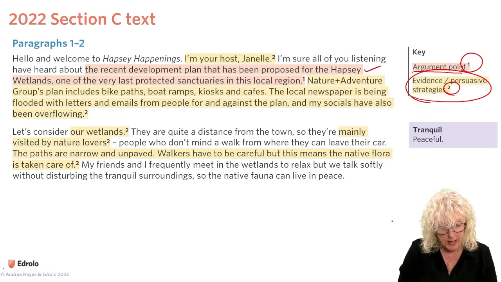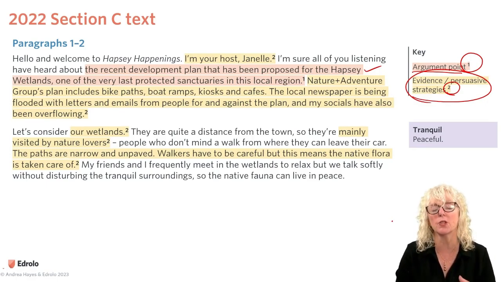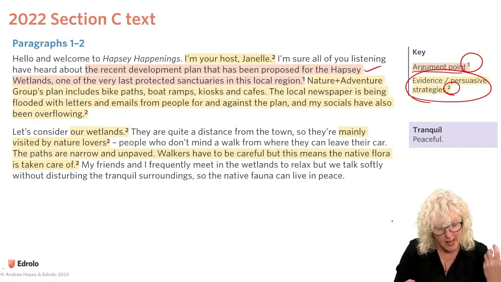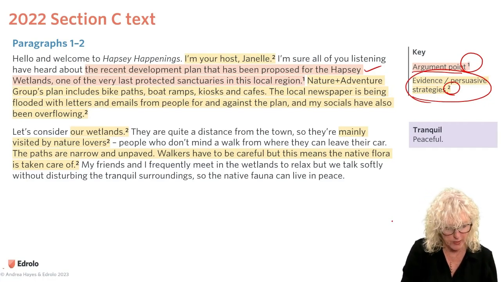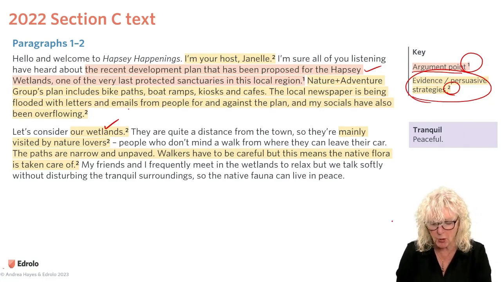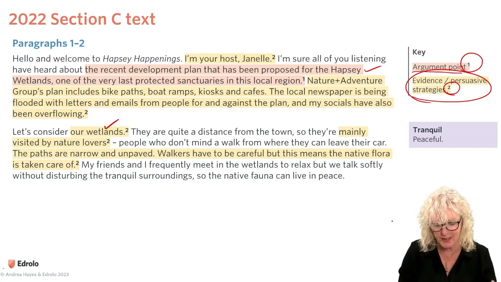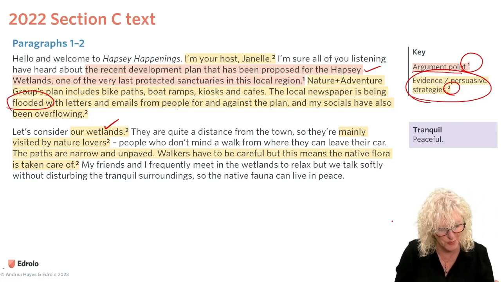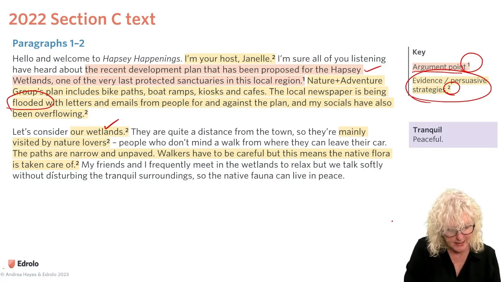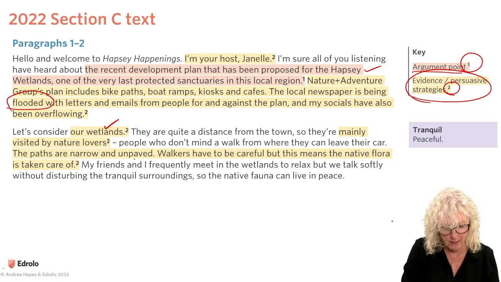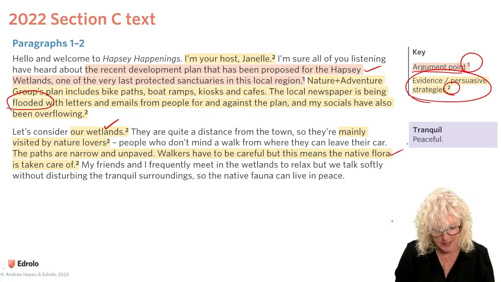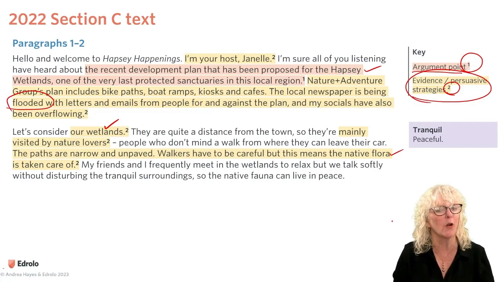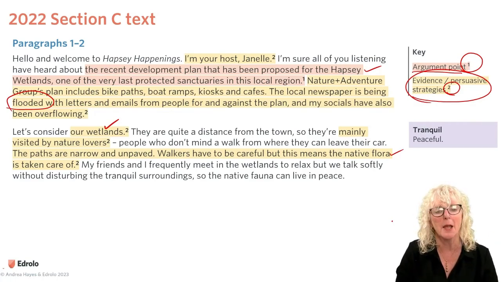And we have the yellow highlights. I'm your host, Janelle: friendly tone. Our wetlands: inclusive language. Okay, local newspaper being flooded with letters and emails, being flooded, like lots of them. Subtle sort of persuasion. Down here we have paths are narrow and unpaved. Walkers have to be careful, but this means the native flora is taken care of. So we have a sense of responsibility being developed here very early on.